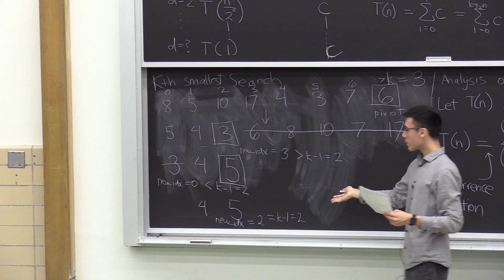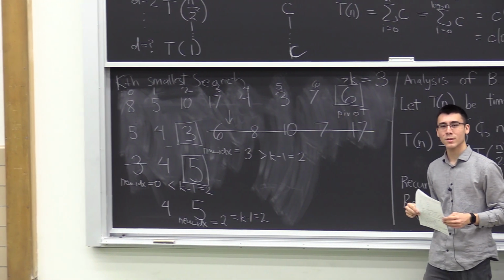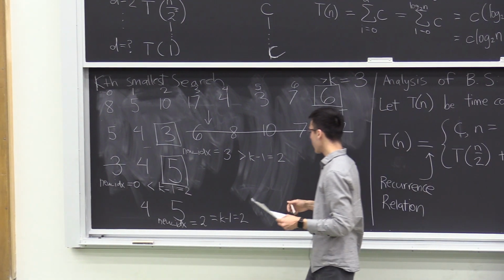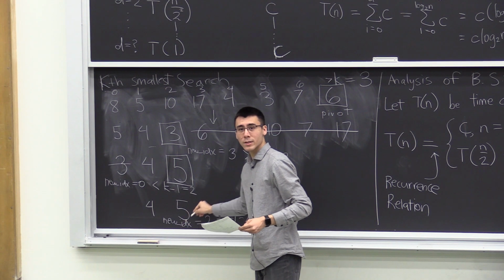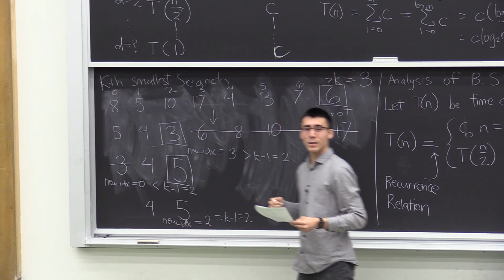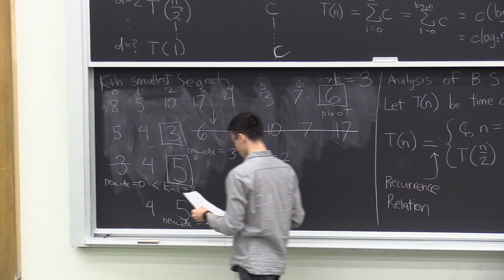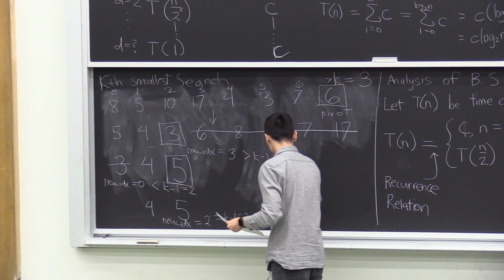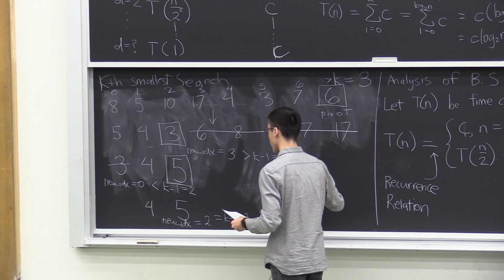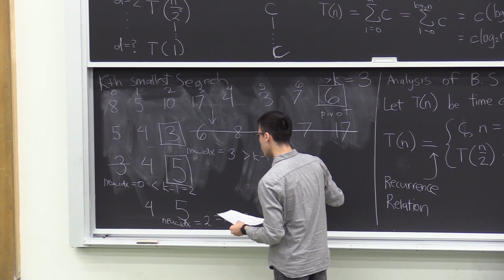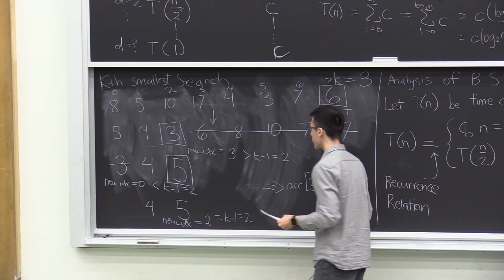Now, since it's equal, we know that we have found the kth smallest element, so the third smallest element, and we can confidently return the array at new index, which is 5, is our third smallest element. Okay? So we return our array at 2 now, is equal to 5.